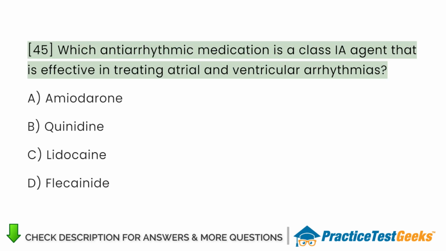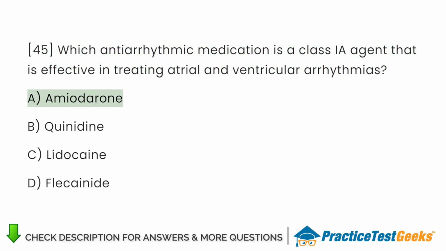Which antiarrhythmic medication is a Class IA agent that is effective in treating atrial and ventricular arrhythmias? A. Amiodarone. B. Quinidine. C. Lidocaine. D. Flecainide.